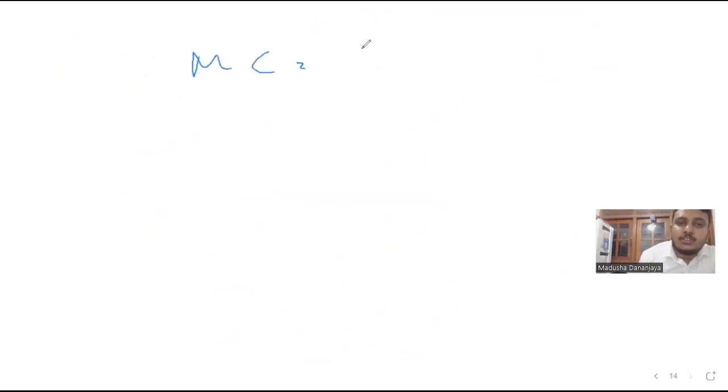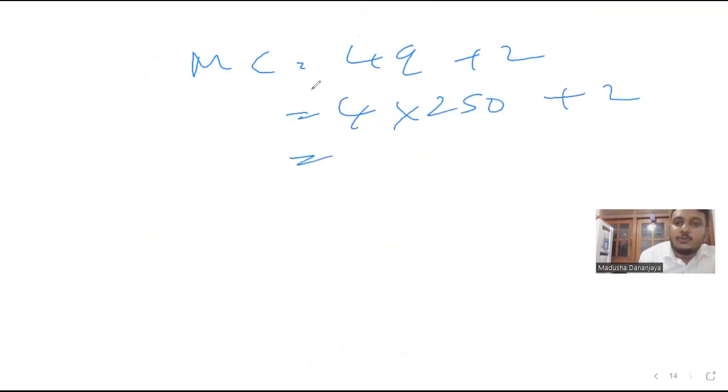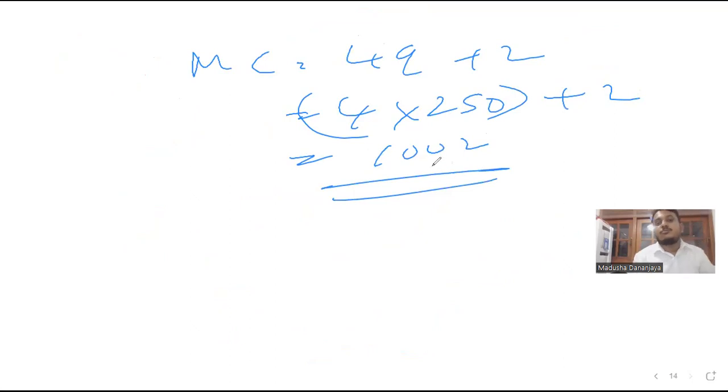So MC equals 4q plus 2. Just replace q with 250. 4 into 250 is 1000, plus 2 is 1002. So MC is 1002. That is it. Very simple. So that is functions. That's all you have to learn in this lesson. Okay. Right.